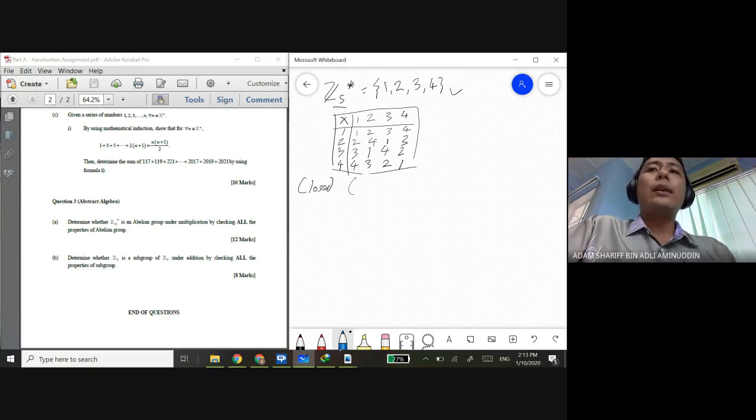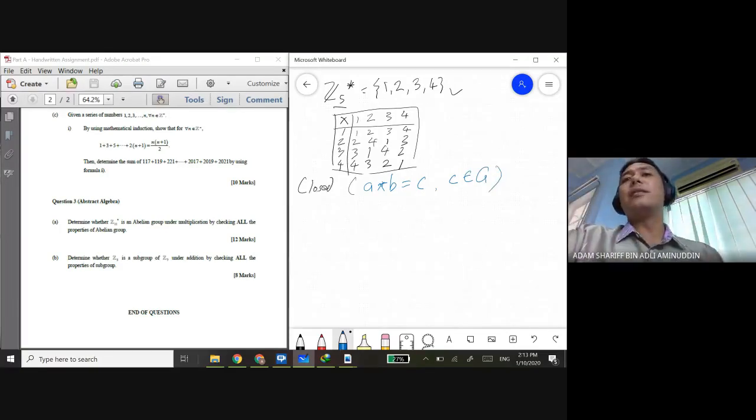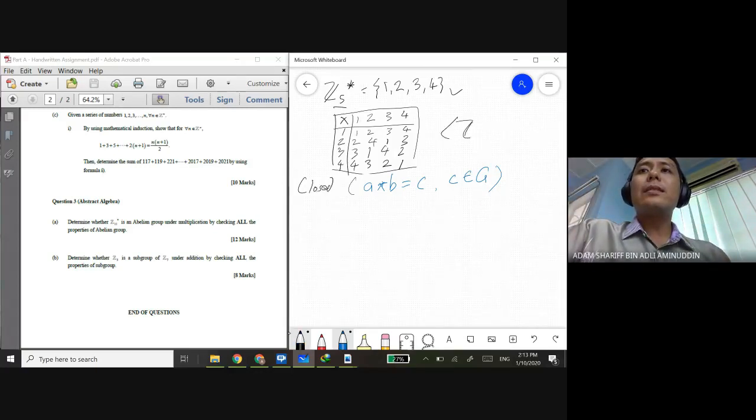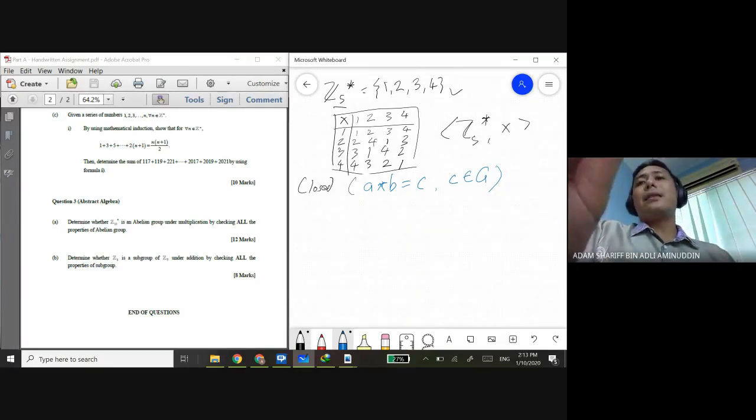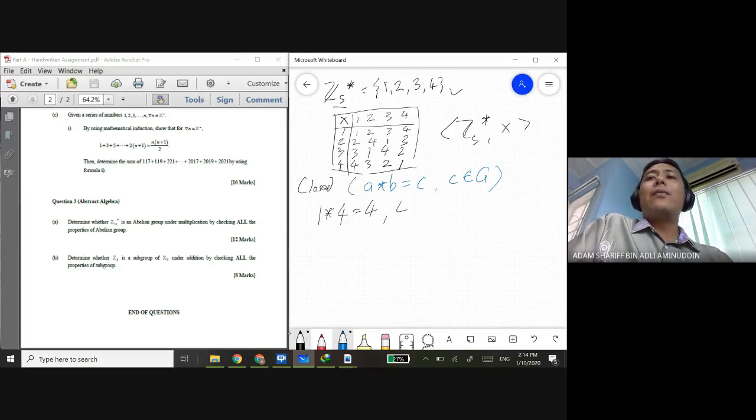definition of close is that a binary operation of A with B will produce some new element. Let's say C. This C must be in the same G. Same group. For this kind of thinking, for this Z5 star under multiplication. Okay. You nak tunjuk satu-satu sangat makan masa. Okay, for example, 1 binary operation with 4 will produce 4. 4 is element of Z5 star.